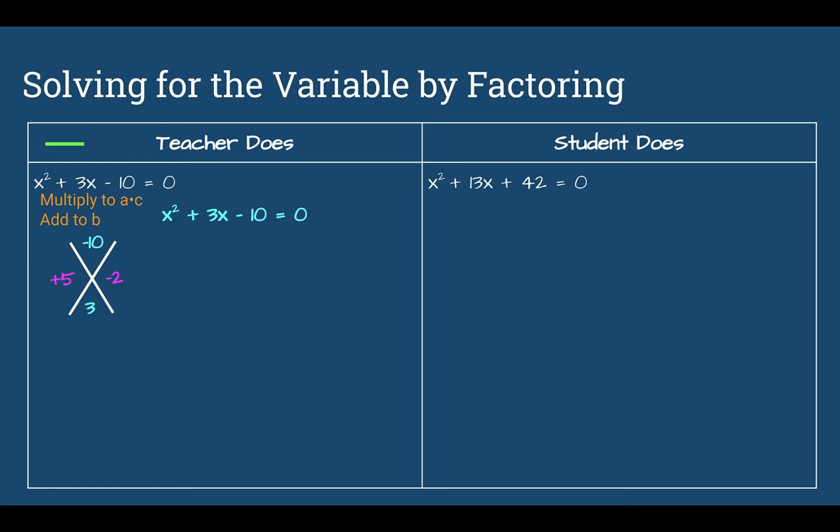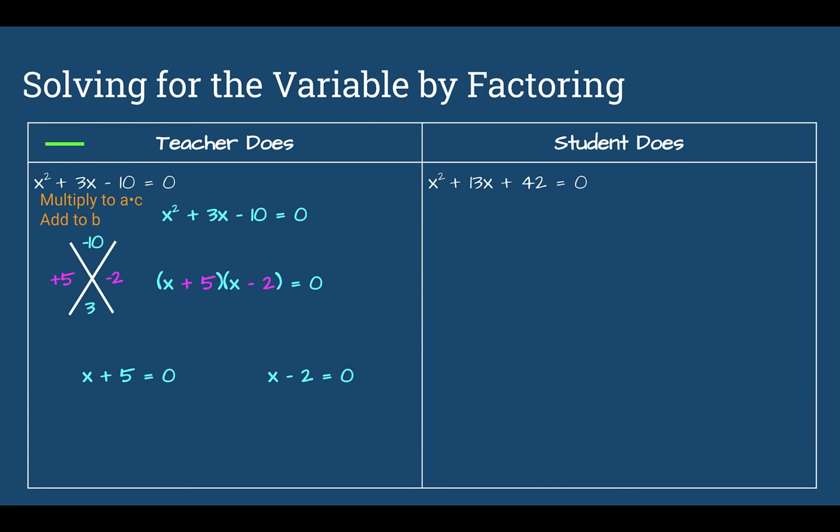Now that I know those factors, since this is a simple factoring case, meaning that a is equal to 1, we can just take those two factors and plug them in with x. So I would have x plus 5 times x minus 2. Now that I have factored, the next part is to use that zero product property and set each of them equal to 0. So I'm going to set x plus 5 equal to 0 and x minus 2 equal to 0.